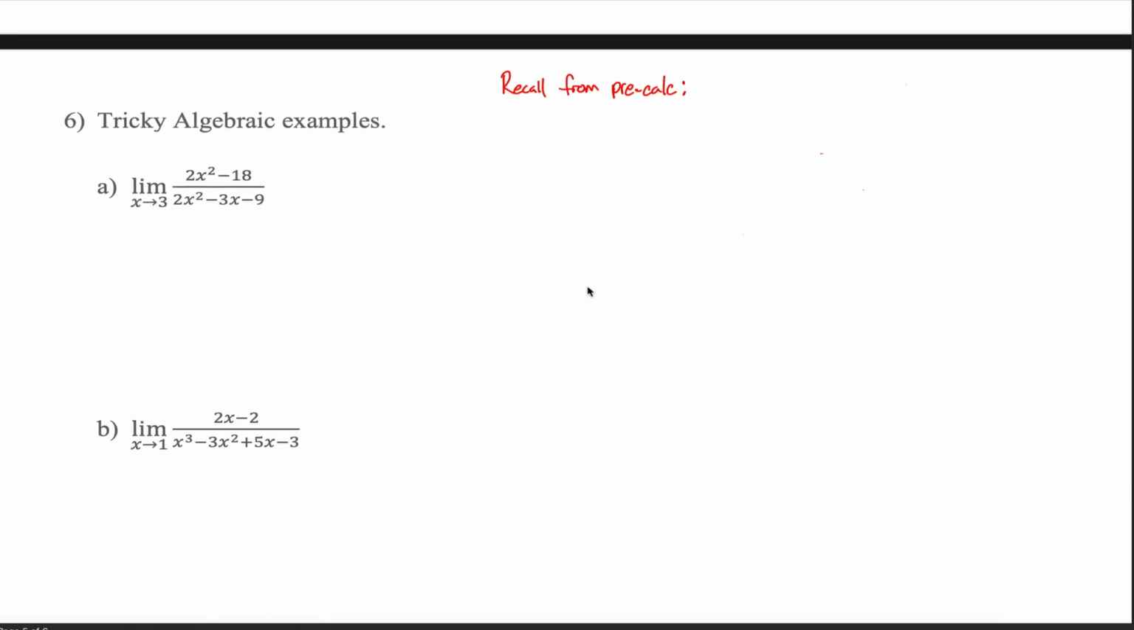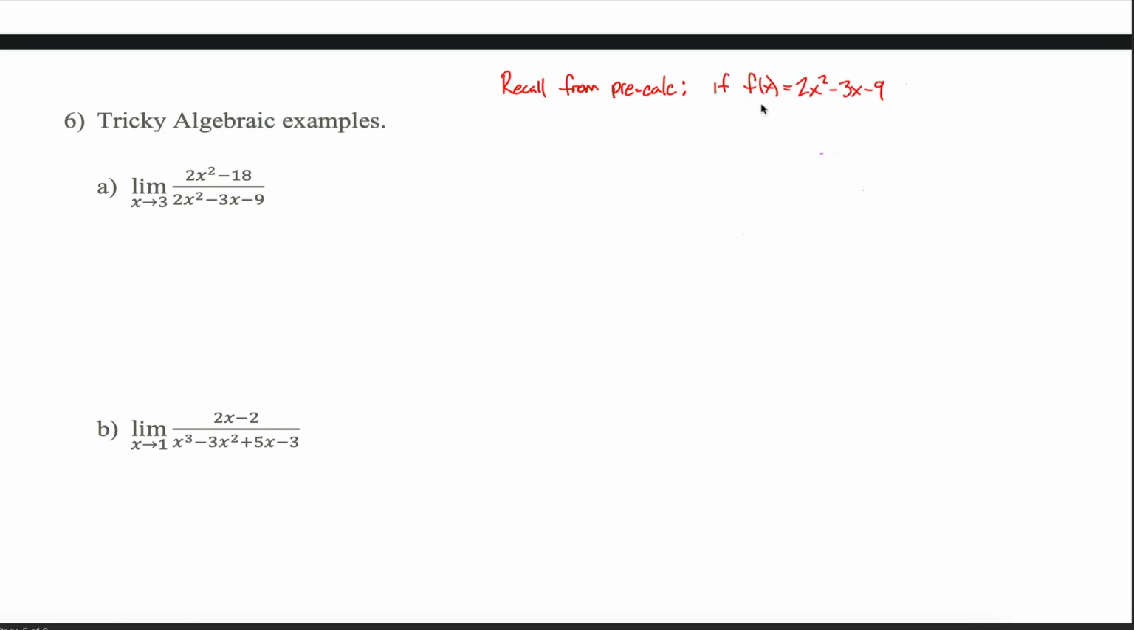Well, first, I want to remind you of something that you probably knew when you took a pre-calculus class, but may or may not remember now. If you have a polynomial, so like 2x squared minus 3x minus 9, or 2x squared minus 18, or 2x minus 2, or x cubed minus 3x squared plus 5x minus 3. If you have a polynomial and there's a value that you can put into that polynomial and make 0 come out, that value is what's called a root of the polynomial.